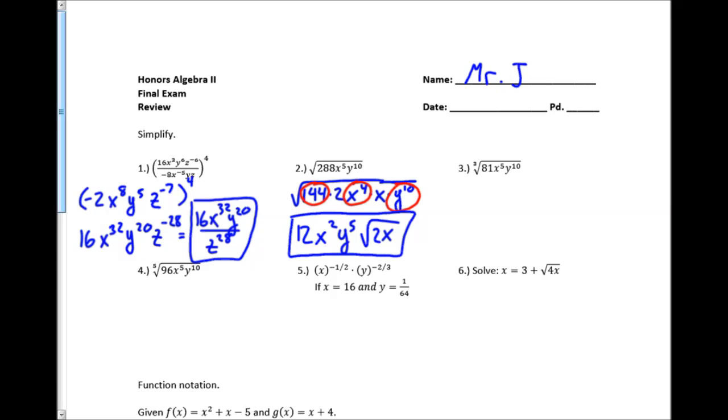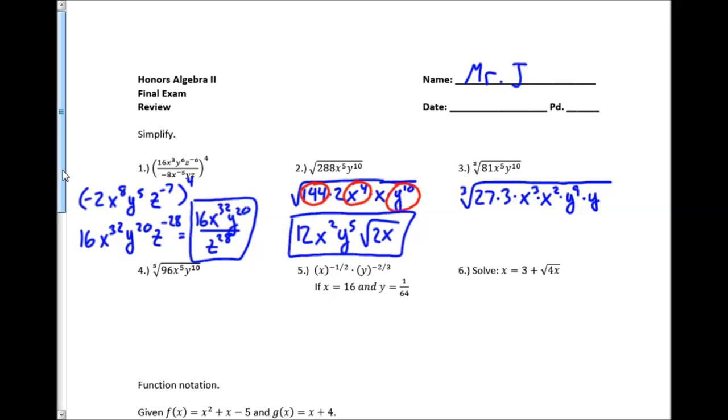And number 3, it's the cube root. So I'm looking for perfect cubes this time. In terms of numbers, this is going to be a 27 times 3. For the variables, I just need exponents that are divisible by 3, so I'm going to break that down into x cubed times x squared. The y to the 10th, I'll break down into y to the 9th times y. And now I take the cube root. Sorry, I missed my cube root symbol.